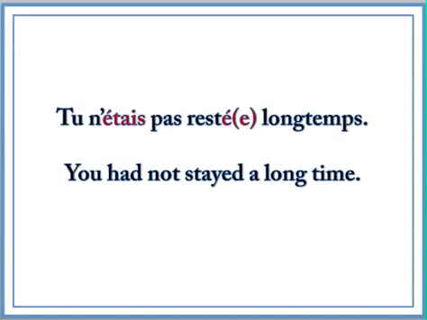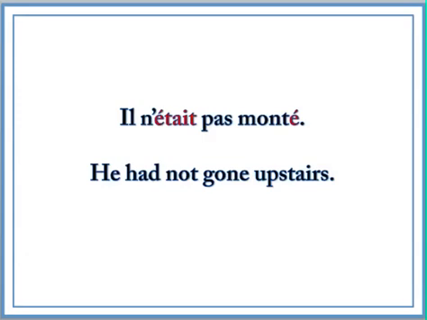Here's another example for you using tu in negation. Tu n'étais pas resté longtemps. You had not stayed a long time. And another example. Il n'était pas monté. Il n'était pas monté means he had not gone upstairs. That verb monter does not just mean to go up. It also means to climb into a car or a train or something like that. But when you just have it like this, il n'était pas monté, with nothing after it, it sort of indicates that the person, the subject of the sentence, is going upstairs. D'accord?